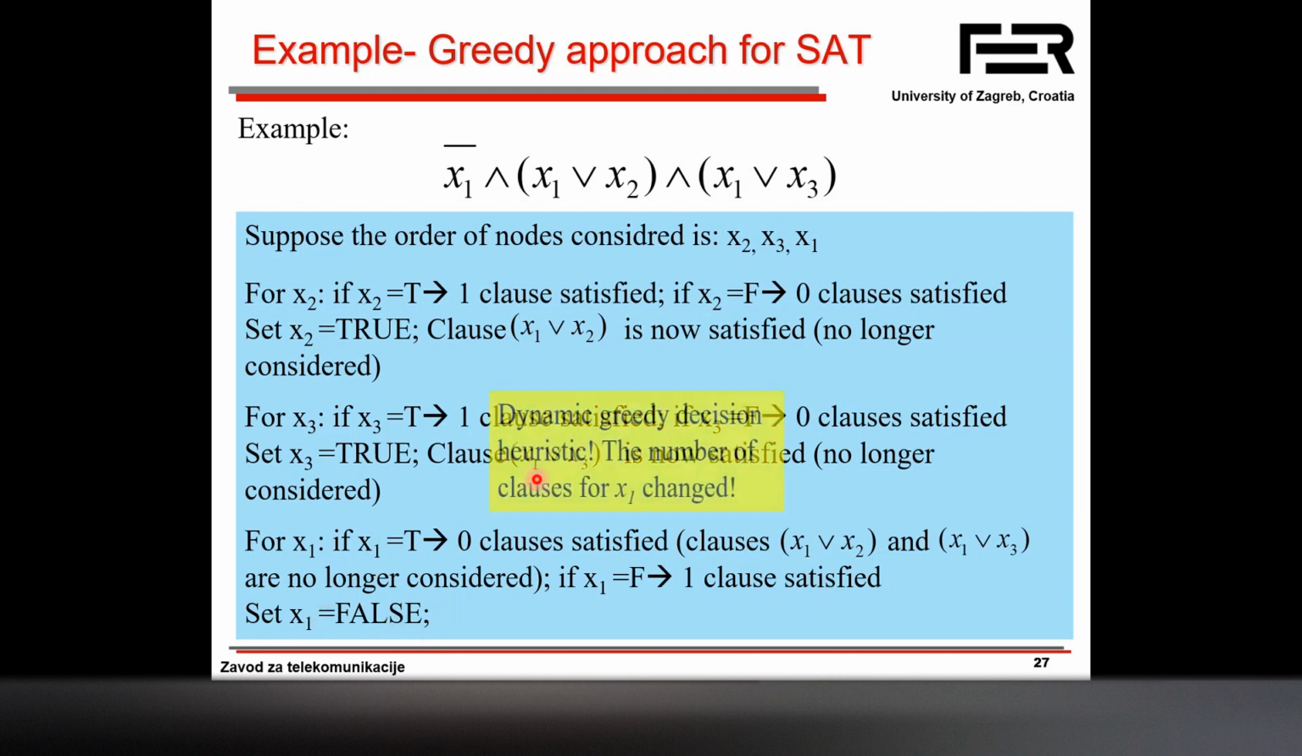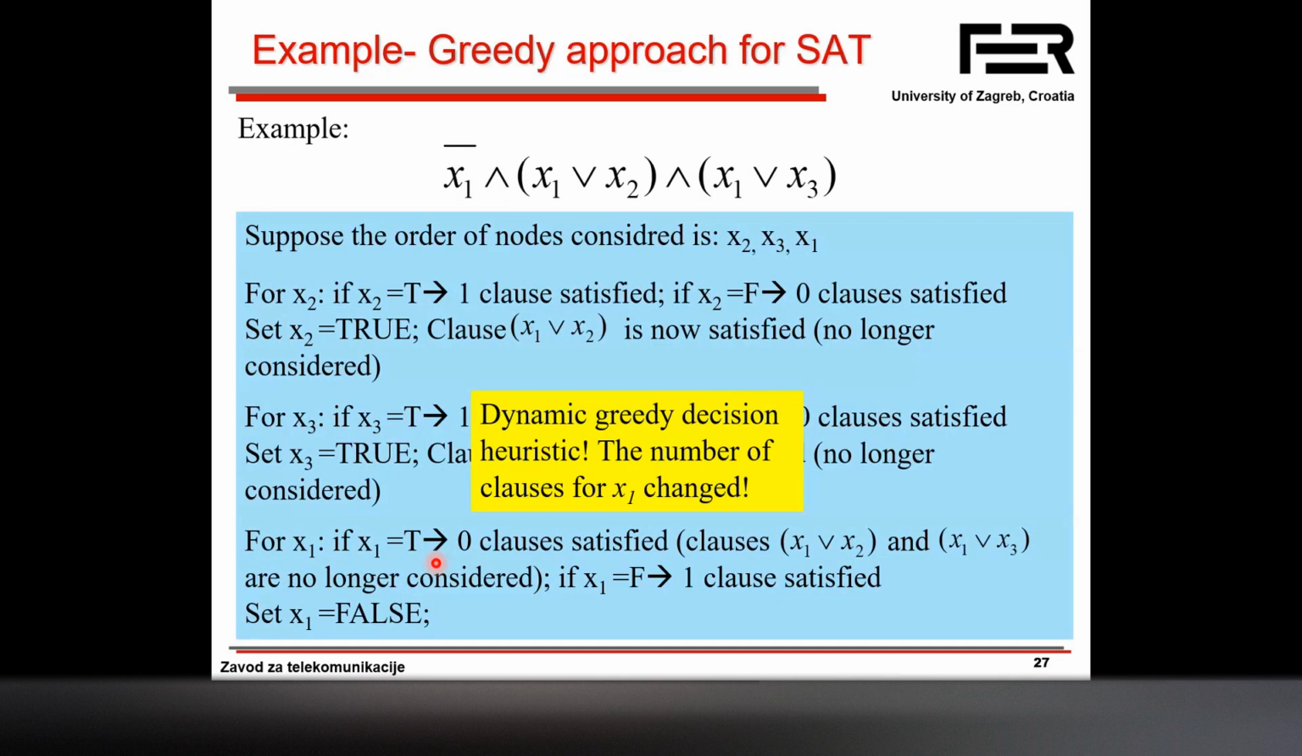Again, why is this considered a dynamic greedy decision? Because the number of clauses in each step that is going to be satisfied by a certain value, true or false, is going to depend on what we have done previously, so which clauses we have satisfied previously. Okay, I hope that's clear. Again, stop me if you have any questions. So this is just a simple example of a greedy approach for satisfiability.